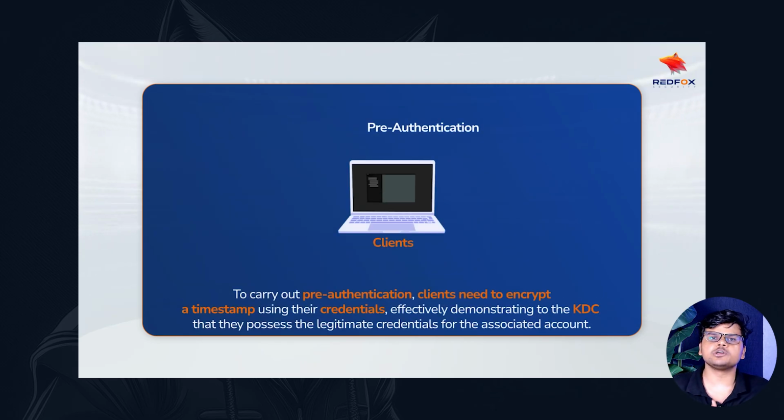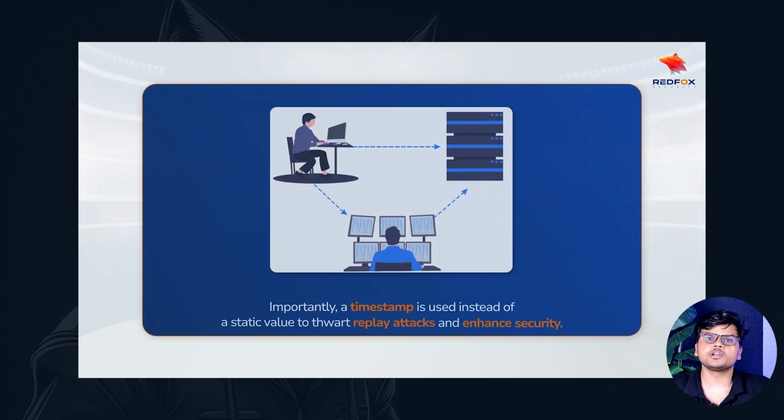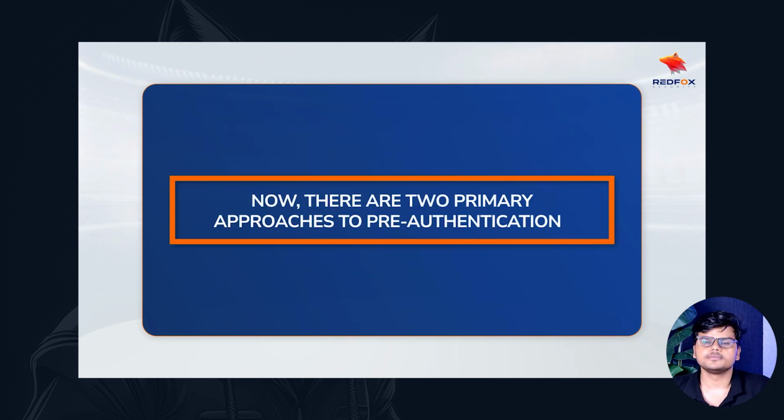To carry out pre-authentication, clients need to encrypt a timestamp using their credentials, effectively demonstrating to the KDC that they possess the legitimate credential for the associated account. Importantly, a timestamp is used instead of a static value to thwart replay attacks and enhance security. Now there are two primary approaches to pre-authentication.